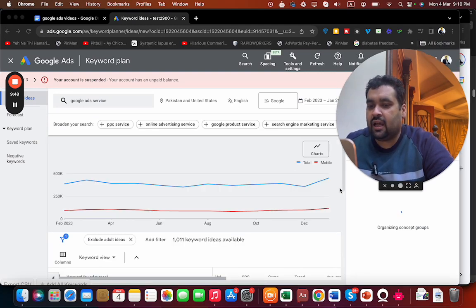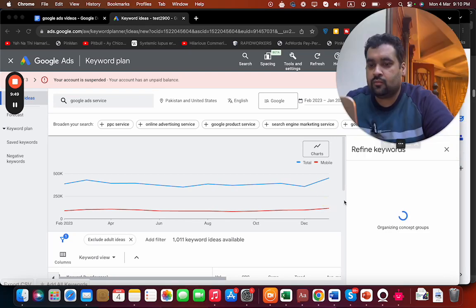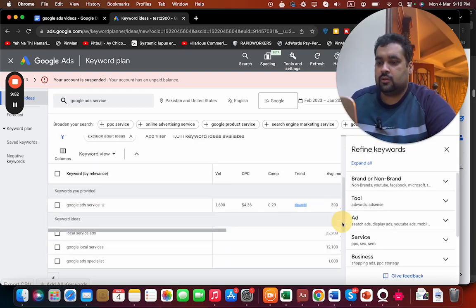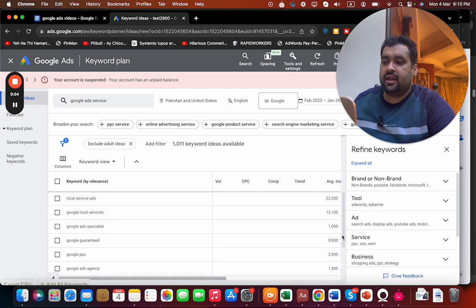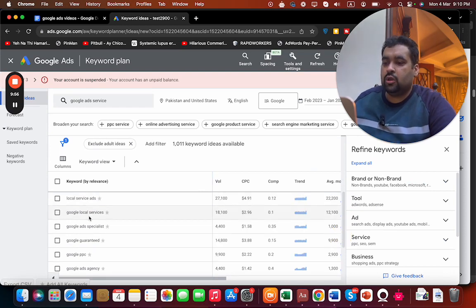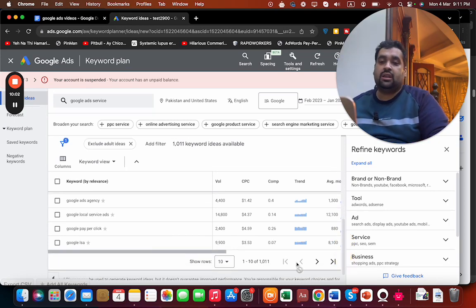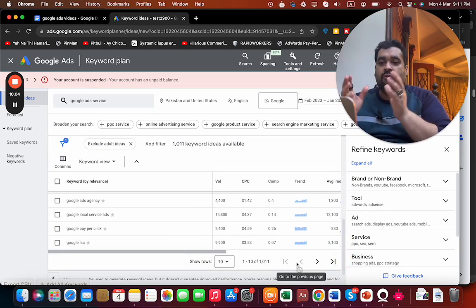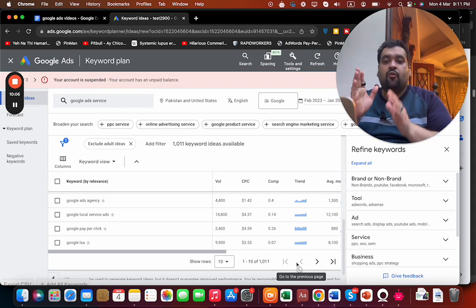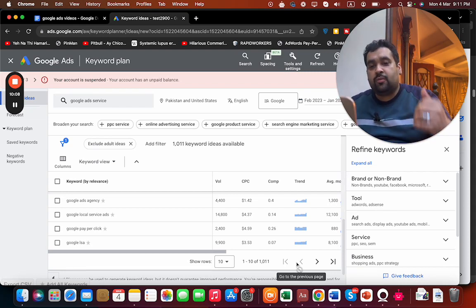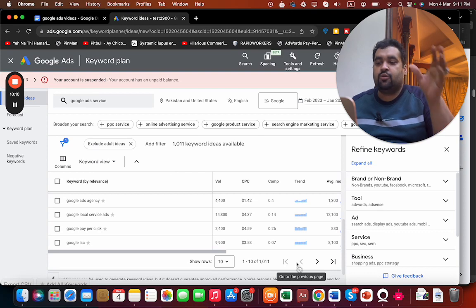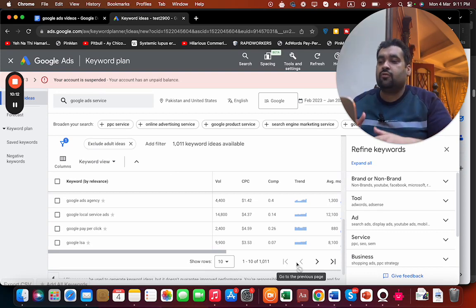you can see that I am getting some data: local service ads, Google local service ads, Google specialist, Google guaranteed. So I am getting very good data. I'm even getting 1,000 keywords. But the best campaign has a few keywords with specific ads. Customized ads with a customized landing page and customized keywords is a winning formula for Google Ads.